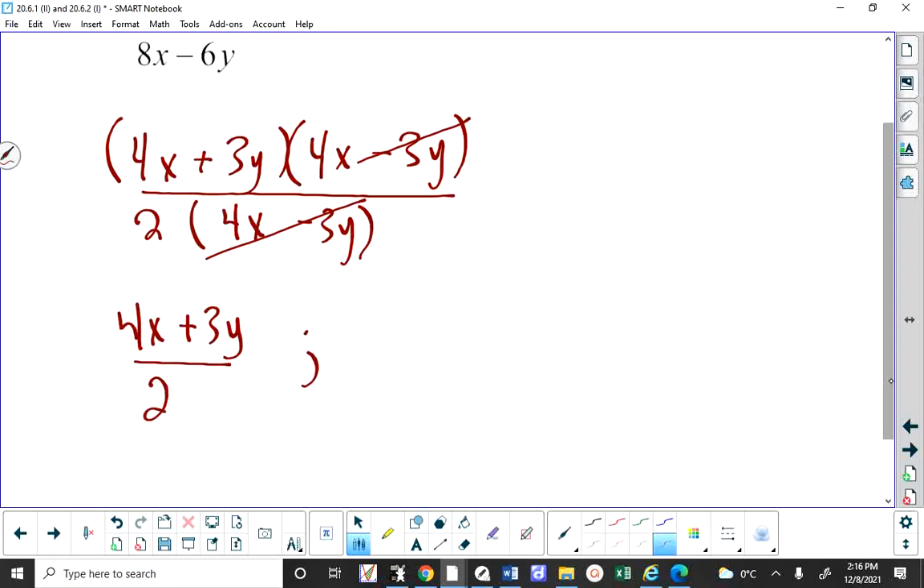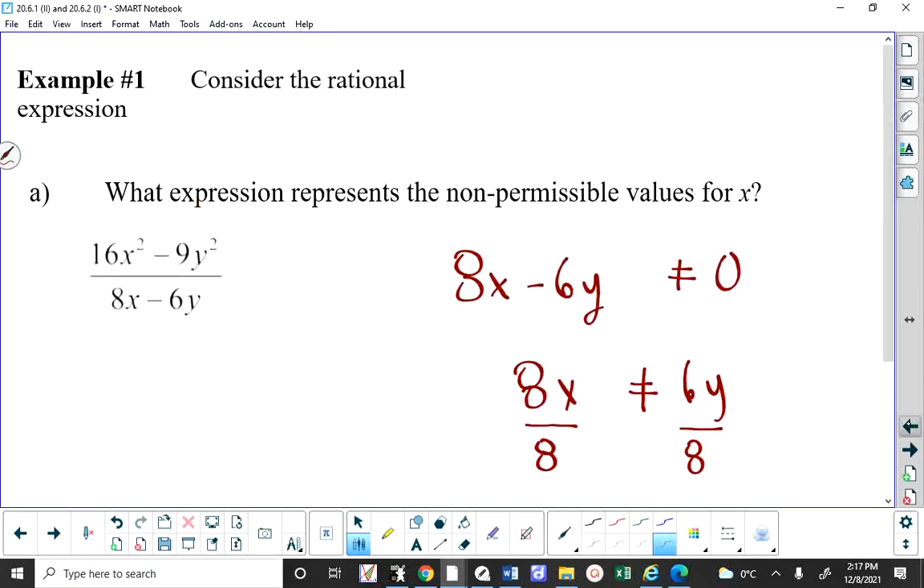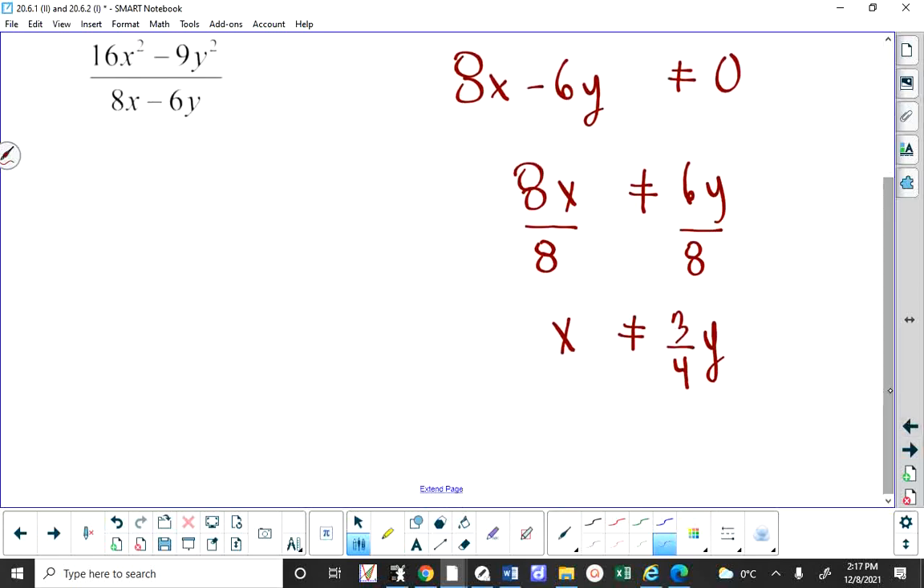The non-permissible values is not a number. It's a relationship between x and y. We said, and I can look at it again for you, we said that x is not allowed to be 3/4 y. Period. Question?